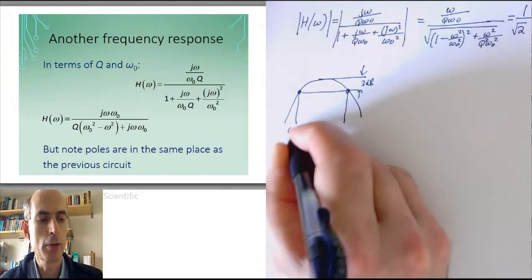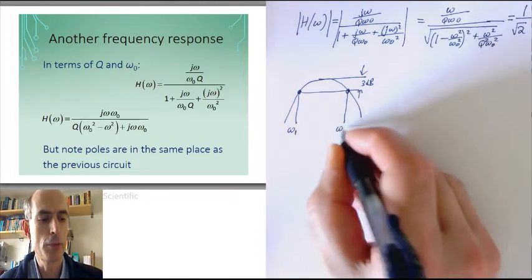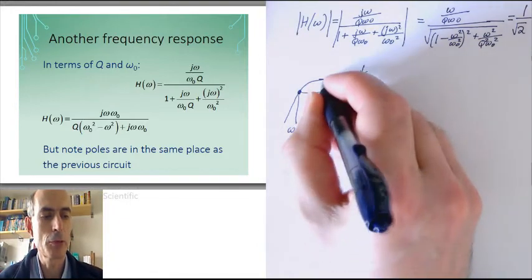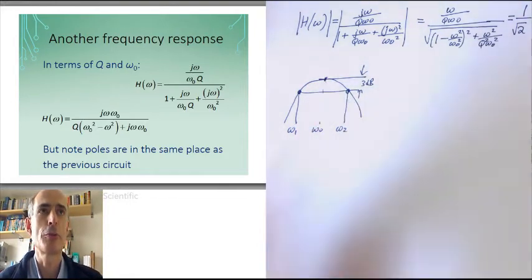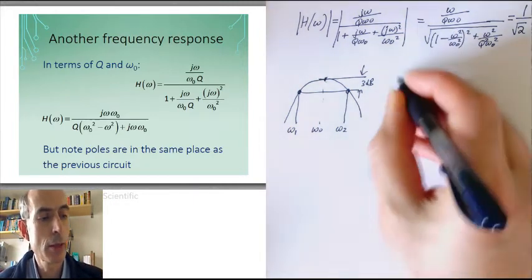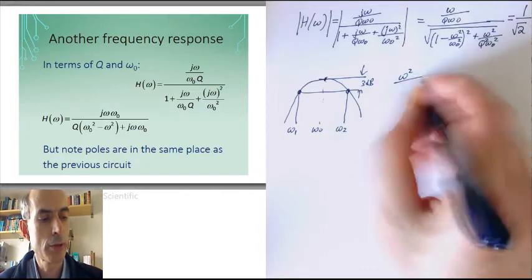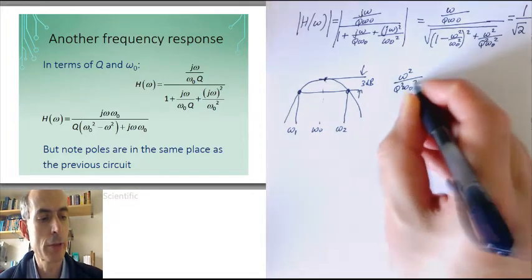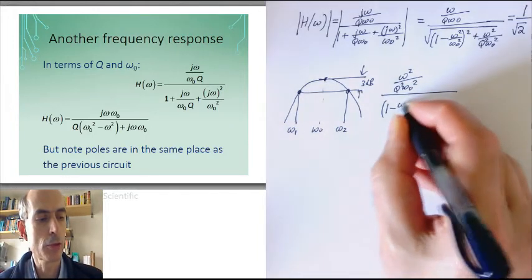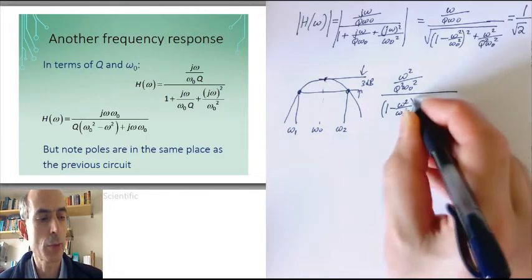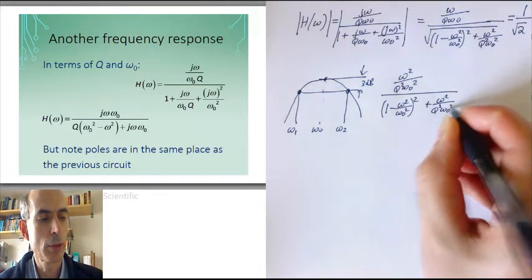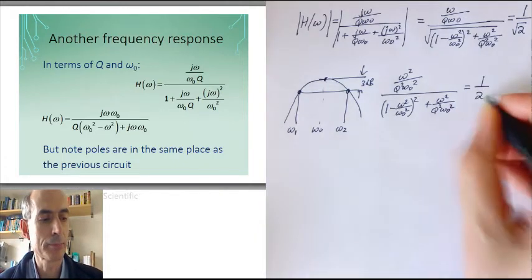I'll call this omega 1 and omega 2. That's omega naught there, the frequency of the maximum, the resonant frequency. Squaring this expression then just gives me that omega squared over Q squared omega naught squared, all over 1 minus omega squared over omega naught squared, squared, plus omega squared over Q squared omega naught squared, equals a half.